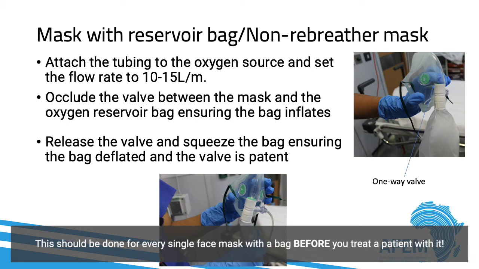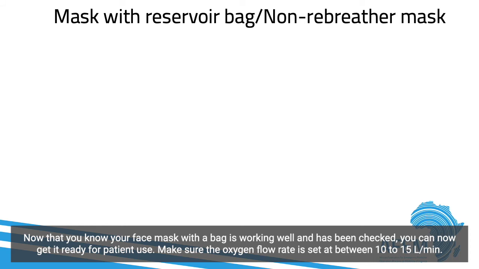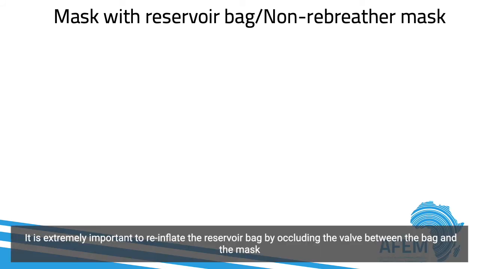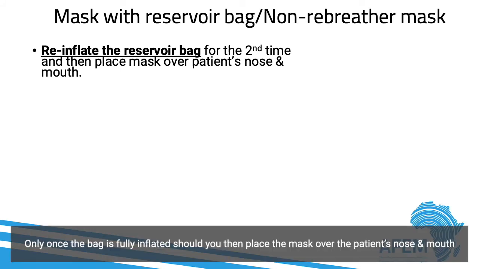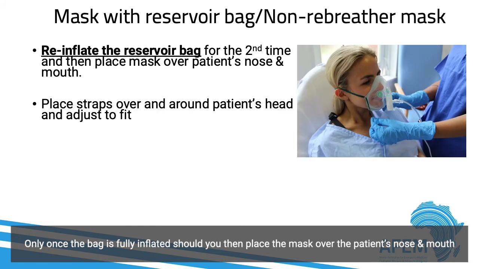This should be done for every single face mask with a bag before you treat a patient with it. Now that you know your face mask with a bag is working well and has been checked, you can now get it ready for patient use. Make sure the oxygen flow rate is set at between 10 to 15 liters per minute. It is extremely important to reinflate the reservoir bag by occluding the valve between the bag and the mask. Only once the bag is fully inflated should you then place the mask over the patient's nose and mouth.